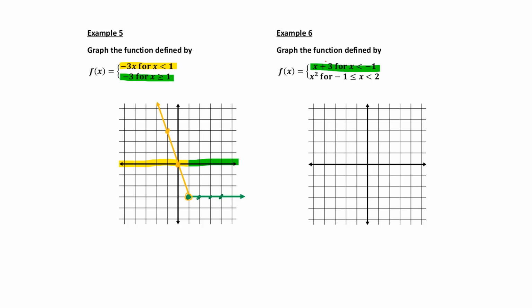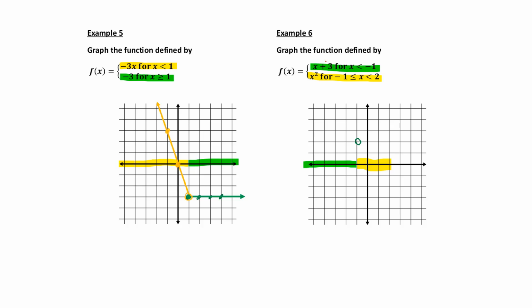So in that part of the function, we're talking about the places where x is less than negative 1, so this area. And then for the second part of the function, x squared for x between negative 1 and 2. So this part of the function is right here. So let's look at what's happening.